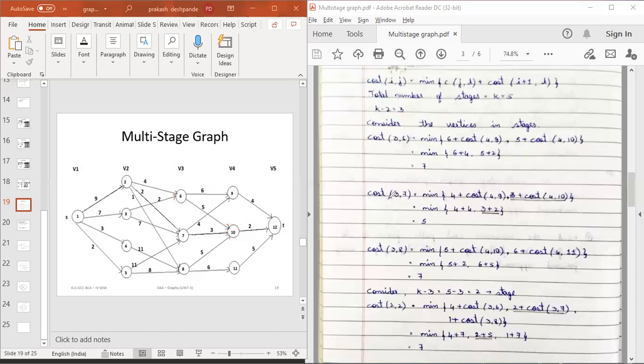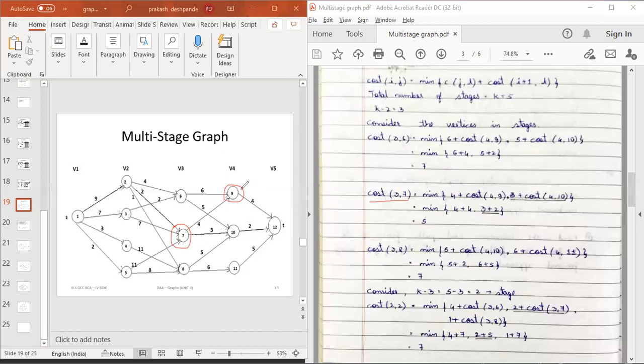Okay, now cost of 3,7. 3,7 means the third stage vertex is 7. From here, again, there exist two different paths. So minimum of the edge. Suppose I'm taking this particular edge first, this vertex, then the cost is 4. That is the edge cost.